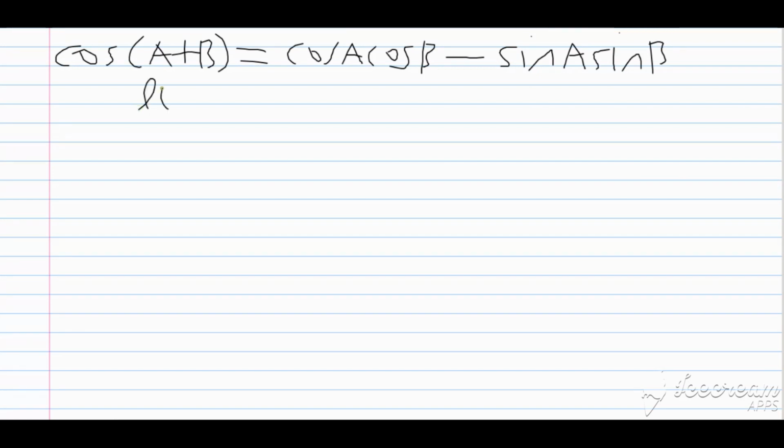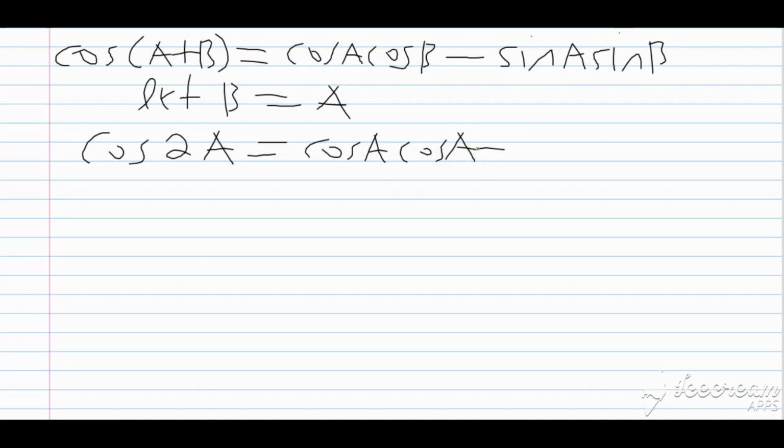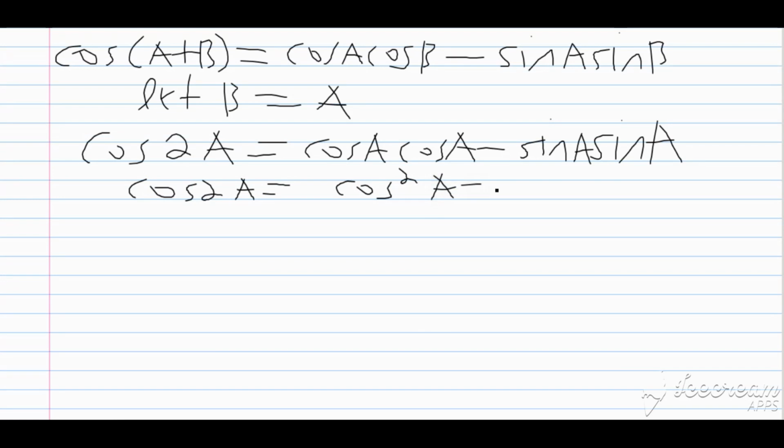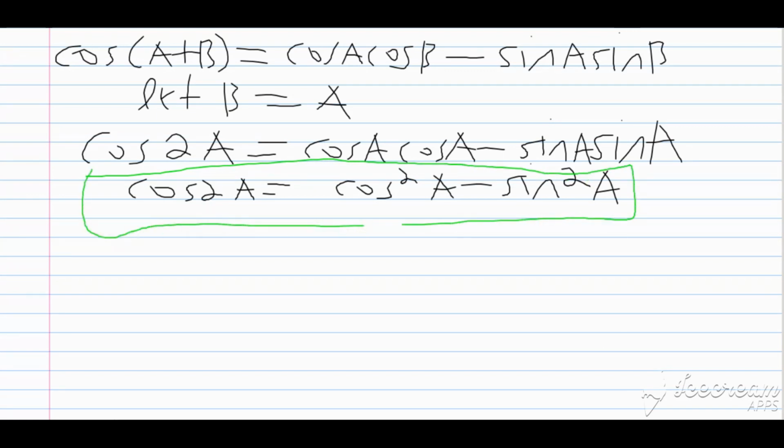Recall we said let B equal A. So I'm going to have the cosine of, by now you know that this is going to be 2A, equal cosine A cosine A minus sine A sine A. Now what happens here when I multiply the cosine of A by the cosine of A? I'm going to have the cosine of 2A equal cos squared A minus sine squared A. And that is my first identity for my double angle formula for cosine.